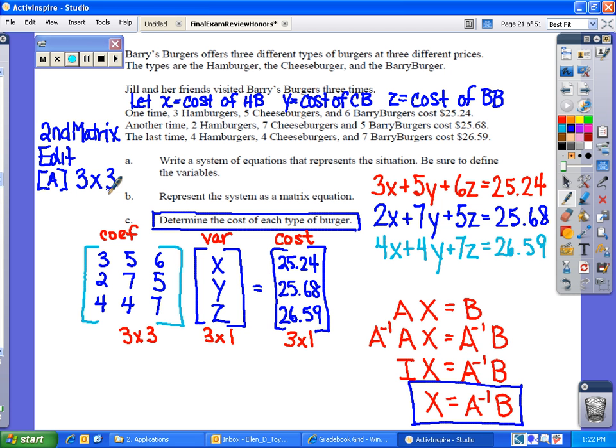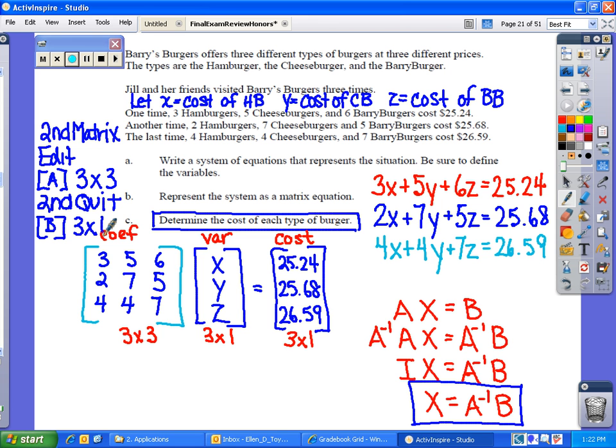You need to do the same thing with the B matrix, but first you'll need to do second quit to get out of matrix A. Remember your B matrix is 3 by 1. Enter those values. Second quit to get out of the B matrix.